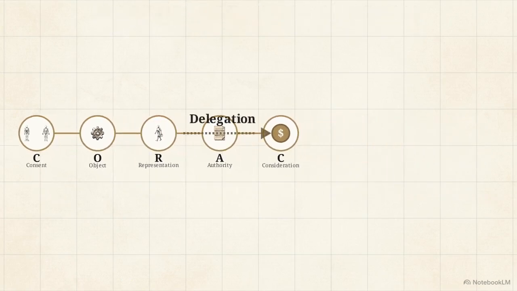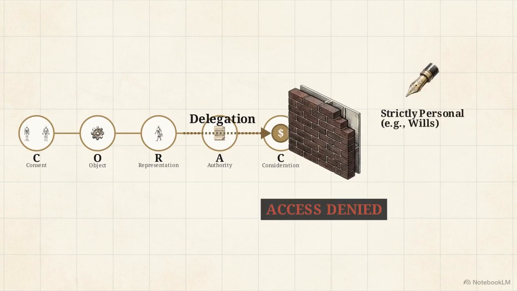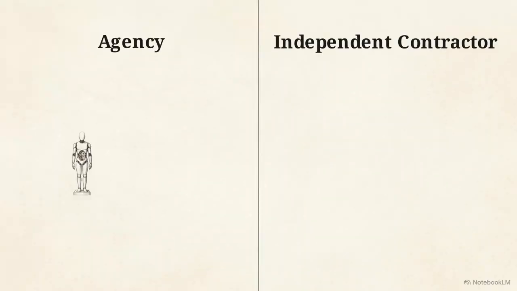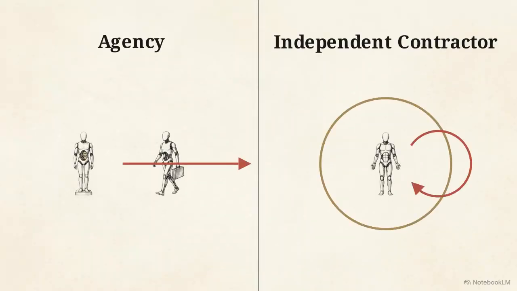There are strict boundaries to this representation. Strictly personal acts, like executing a will, or inherently illegal acts, cannot be delegated to an agent. When analyzing a problem, always verify the intent to represent. An agent acts on behalf of the principal. An independent contractor acts on their own behalf.